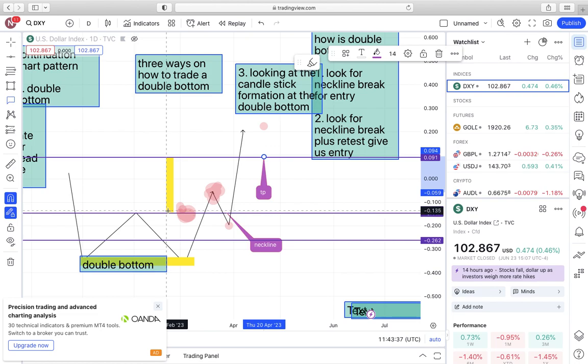Then you measure that distance from the break at the neckline, with the same distance you measured from the neckline to the double bottom. You measure the same distance. That is a guaranteed take profit. You will come here and mark this one as TP, which means take profit.